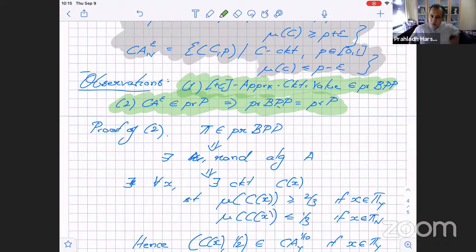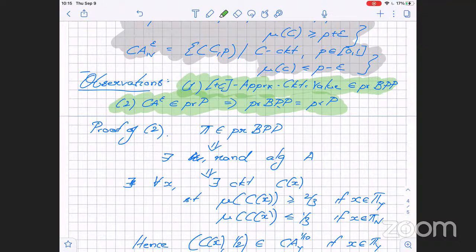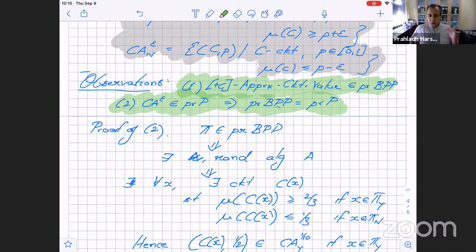Yes. So for this particular problem, what is the algorithm? The algorithm is just this. In the yes case, it will accept with probability p plus epsilon. The algorithm is just: pick a random input for the circuit, run the circuit on that input, and accept if the circuit outputs 1, reject if the circuit outputs 0. That's the algorithm. Certainly, it's polynomial.